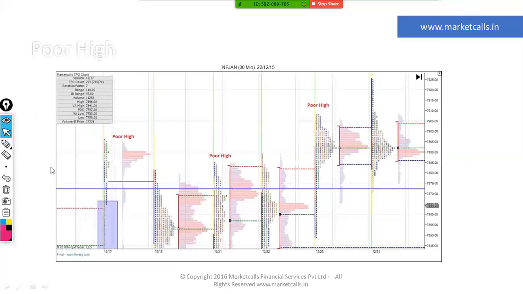You'll be seeing in this example, you can see a poor high where there is only one TPO at the tails. Again, there is one more poor high. There's one more TPO at the tails. There's one more poor high here where there are no TPOs at the tails at all.